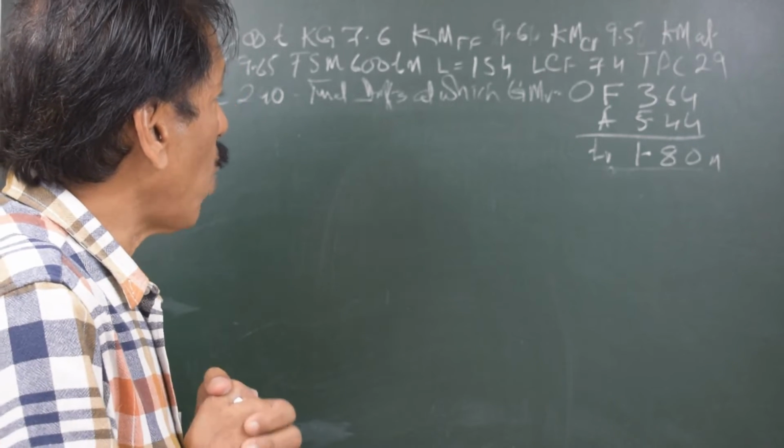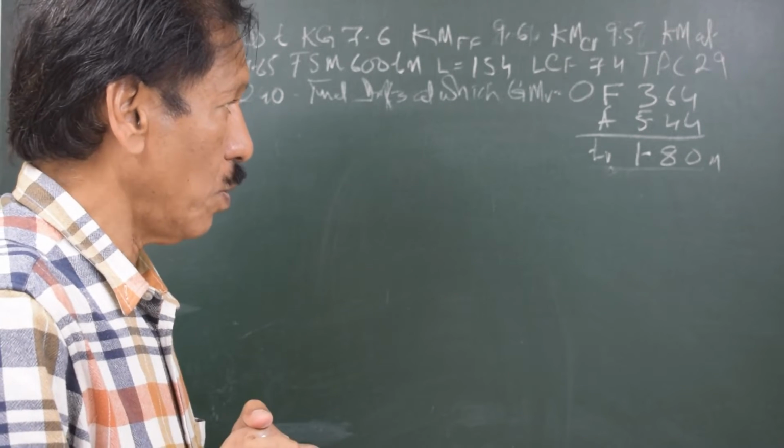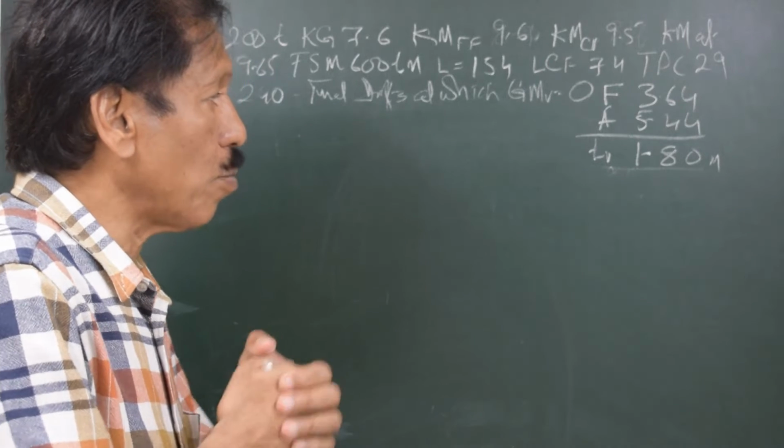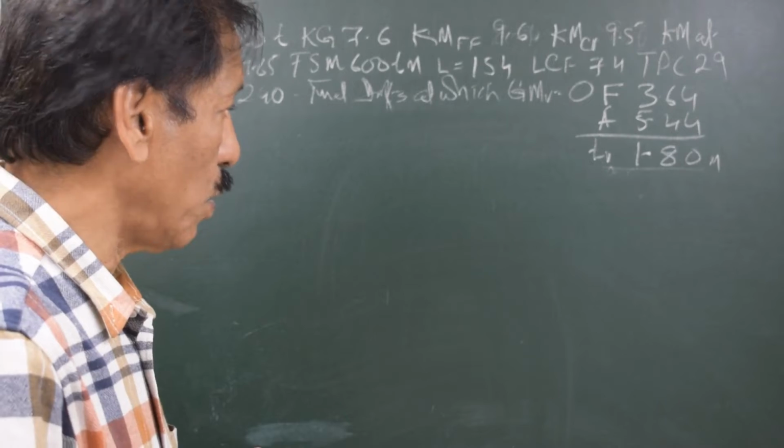We are required to find the drafts at which the GM virtual becomes zero. The present drafts are 3.64 forward, 5.44 aft, and trim 1.80 meters.